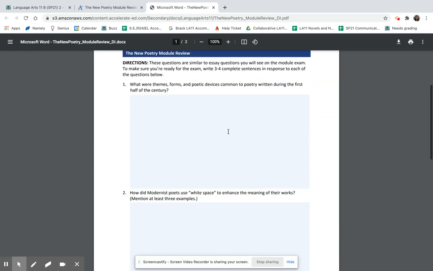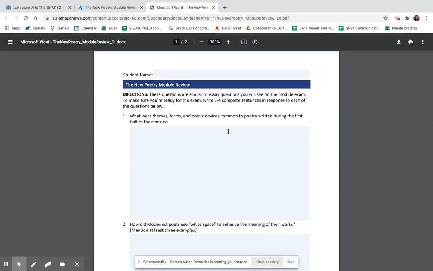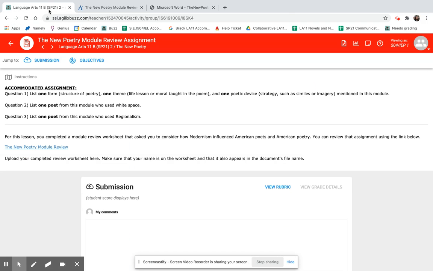It's very short and sweet. There are only 3 questions to this assignment, but I've tweaked them a little bit for you. So if you go back to the actual assignment instructions in the lesson here, you'll see that I have some instructions for the accommodated assignment, and this goes question by question.